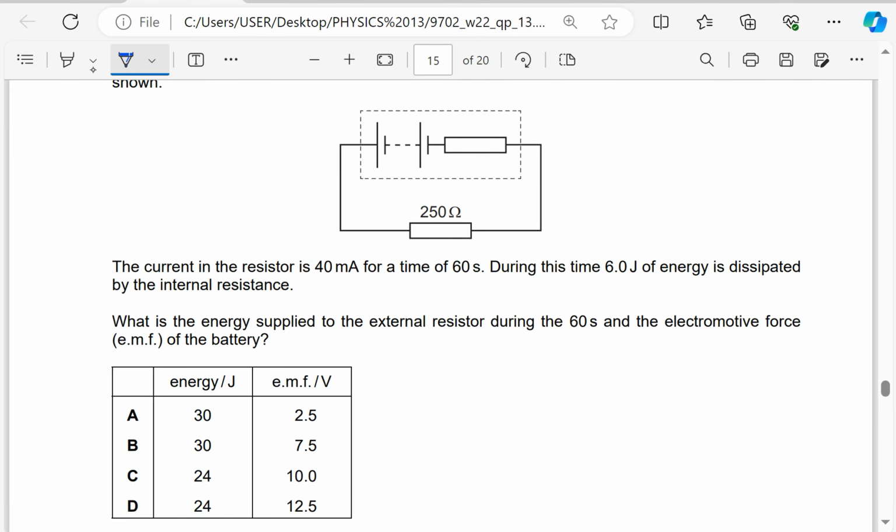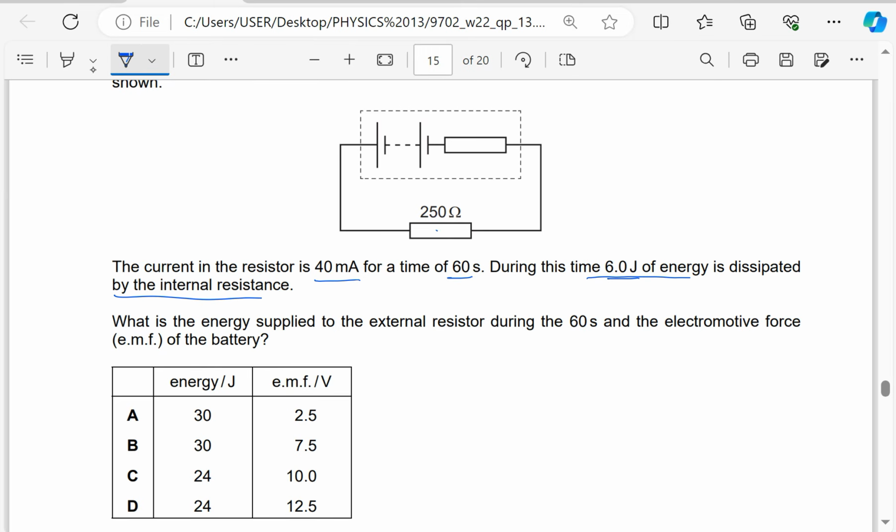The current in the resistor is 40 milliamperes for a time of 60 seconds. Okay, that is the current here. During this time, 6 joules of energy is dissipated by the internal resistance. So this is the lost energy in the internal resistance. What is the energy supplied to the external resistance during the 60 seconds and the EMF of the battery?